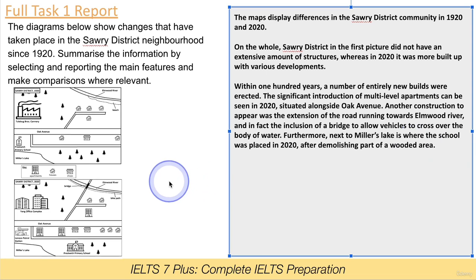Let's read this back and see how it's sounding. Within 100 years, a number of entirely new builds were erected. The significant introduction of multi-level apartments can be seen in 2020, situated alongside Oak Avenue. Another construction to appear was the extension of the road running towards Elmwood River, and in fact the inclusion of a bridge to allow vehicles to cross over the body of water. Furthermore, next to Miller's Lake is where the school was placed in 2020 after demolishing parts of a wooded area. Okay, I think that's good. We've got our new structures.